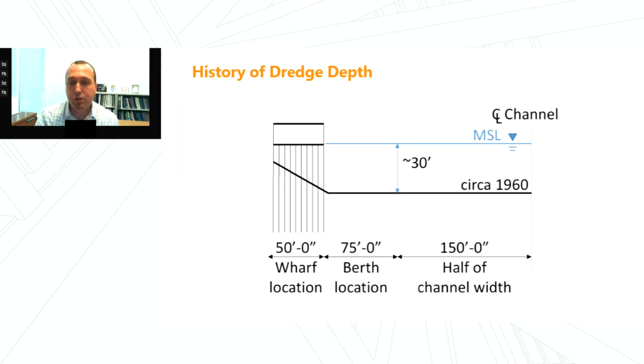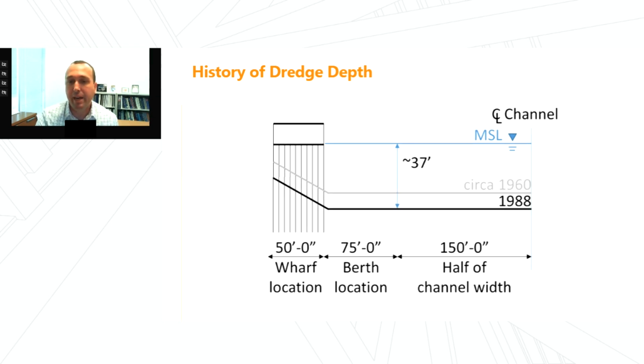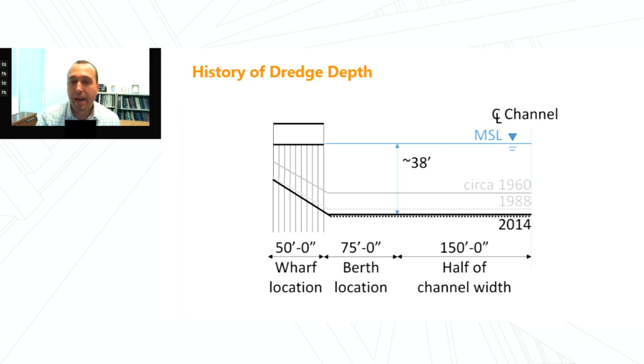The history of the dredge depth has varied for this particular wharf. In the 1960s, it was approximately 30 feet deep. They deepened it to 37 feet in 1988, and then wanted to deepen it further to 38 feet, plus have an allowance for an over dredge depth in 2014. As you can see, with each increase in the dredge depth, the pile depths, going from bottom of wharf to the top of the soil, are increasing. And that has an effect on the load carrying capacity of the structure.